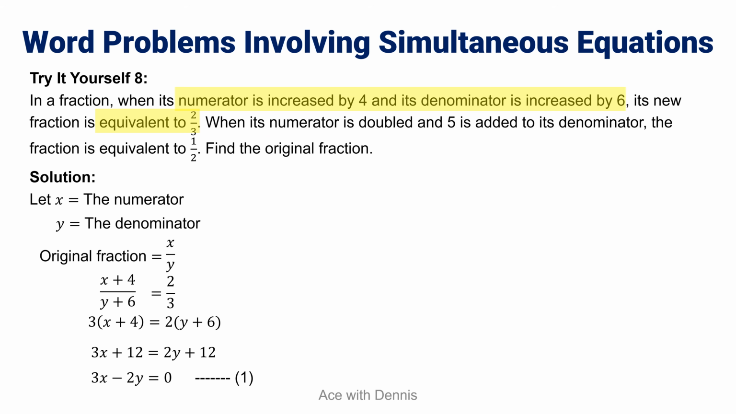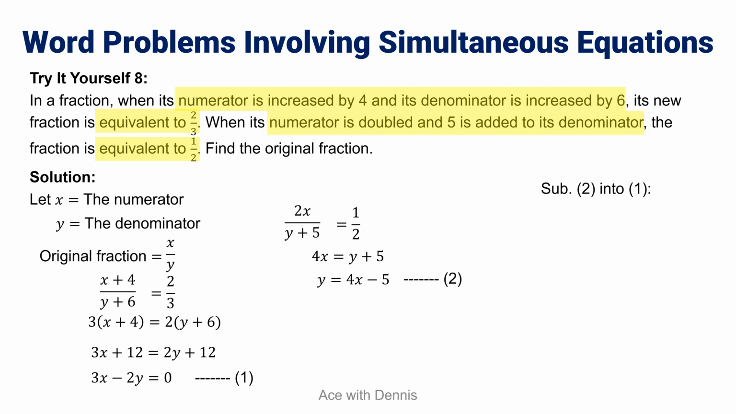I move on to the second sentence. When the numerator is doubled and 5 is added to its denominator, I can write 2x over y plus 5. And it is equivalent to half, hence equals 1 over 2. Cross multiply, I will have 4x equals y plus 5. Y equals 4x minus 5. I will label this as equation number 2.